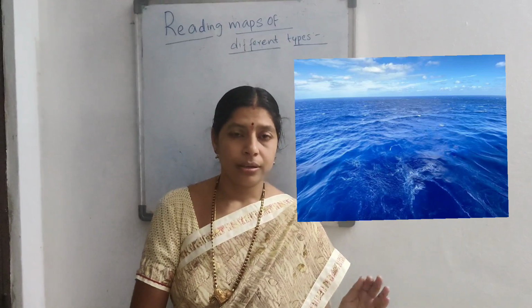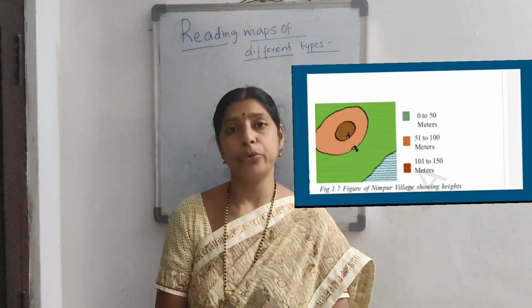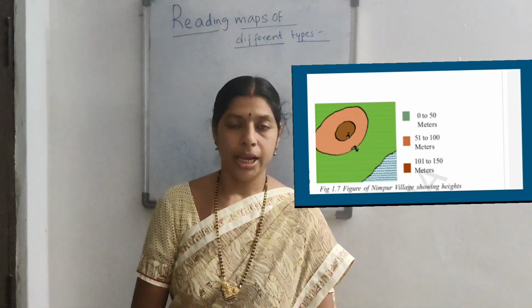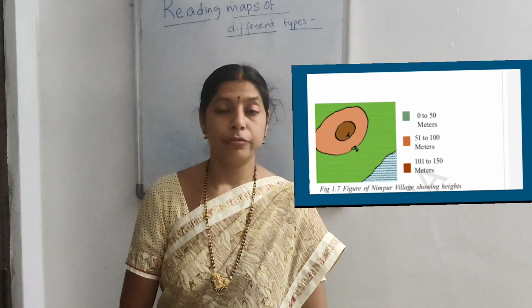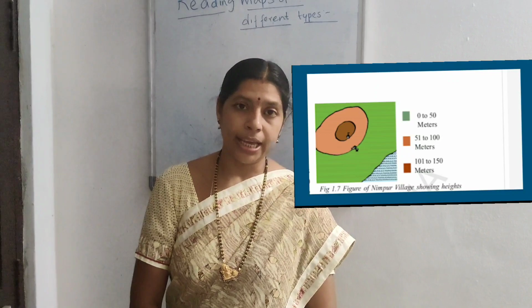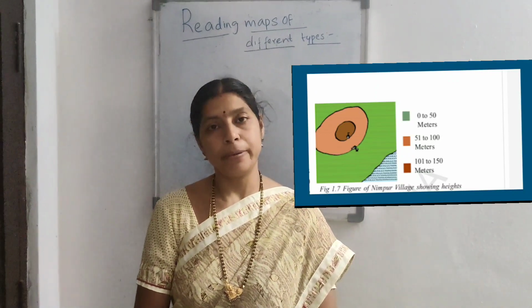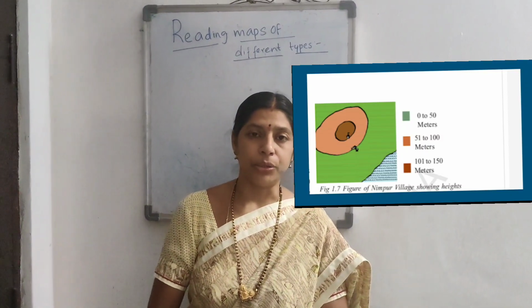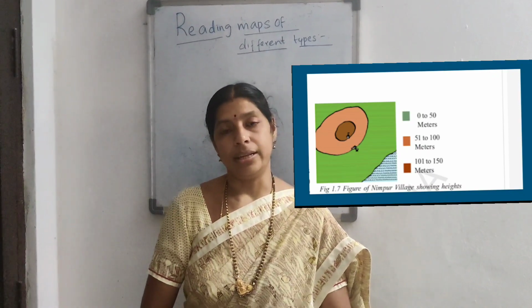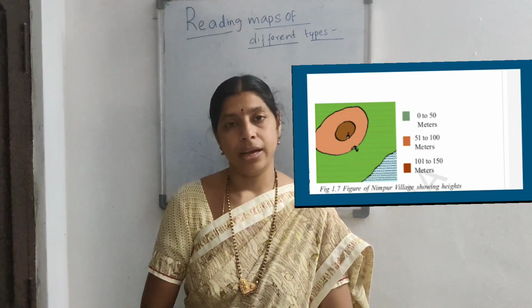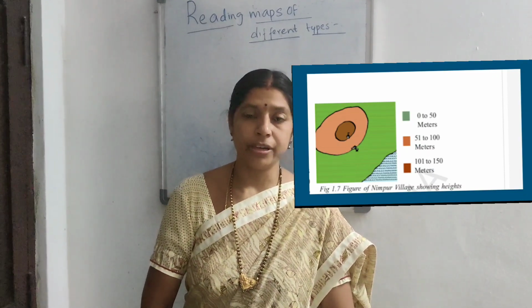Look at the picture to understand this idea. You can see the picture of Nimpuru village. The Nimpuru village is 50 meters above the sea level. Yes, the area from 0 to 50 meters is represented by green color. The area from 50 to 100 meters is represented by brown color. The area from 101 to 150 meters is represented by dark brown color. And height is shown in different shades of colors.